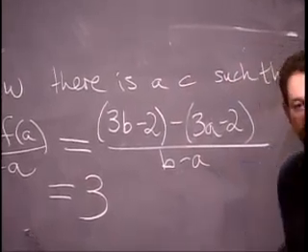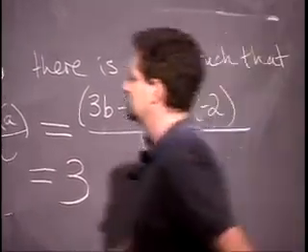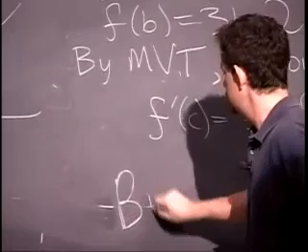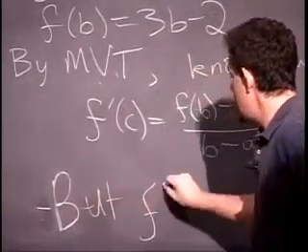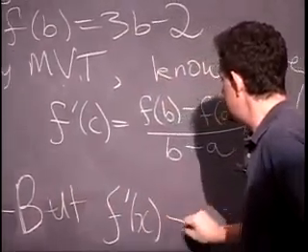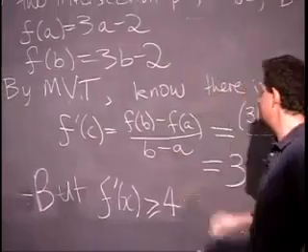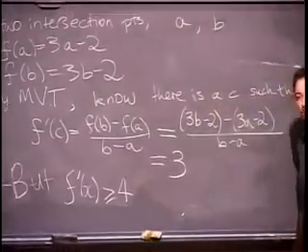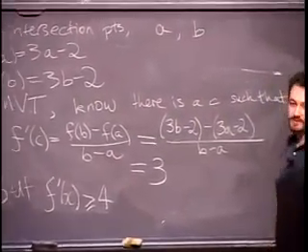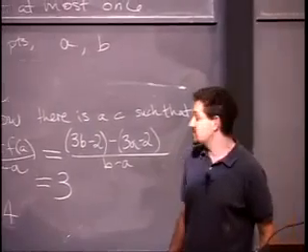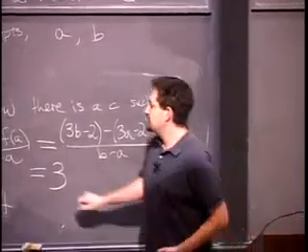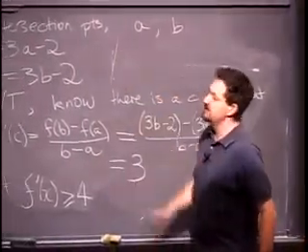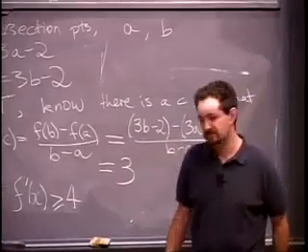Now, why is that a problem? Every f prime, as in the derivative everywhere, is supposed to be at least 4. So how could it be 3? So actually, this cannot happen. So there are no such times A and B. There cannot be at least 2 times.